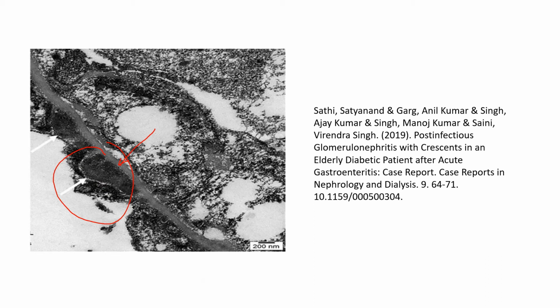Notice how large they are, and also notice that in between them, you don't see much deposit. They are very distinguished and discrete from each other. These are called subepithelial humps. Don't forget these facts. They're very large, and there's no deposits in between them. That's going to come to be important later on. I'm going to show you in one of the other nephritic syndromes that we're going to talk about.